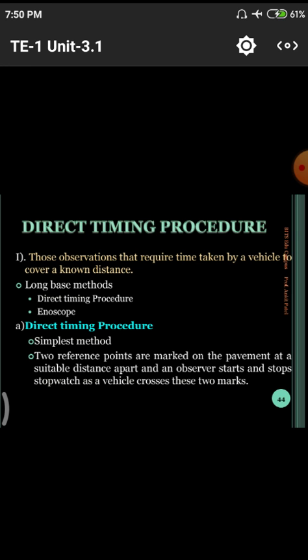The two reference points are marked on the particular pavement at a suitable distance apart. An observer starts and stops the stopwatch as the vehicle crosses the 2 marks. That means, as I previously told with examples, in our normal regular basis, how we have to measure those two distances: simply we need to make 2 points at the starting point and ending point of the road, and the vehicle is simply moving from starting point to ending point. Simply we need to switch on our stopwatch at the starting point. After that the vehicle is moving to the stopping point, we need to stop the stopwatch, so that the time taken to reach those 2 points is calculated, so that the velocity and time both we have.